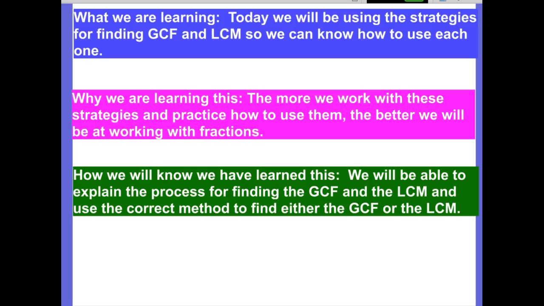And so the strategies of least common multiple and greatest common factor are going to be useful when we're doing this. How we will know we have learned this: we will be able to explain the process for finding the greatest common factor and the least common multiple and use the correct method to find either the GCF or the LCM. So now you should have all of your papers distributed and a pencil in your hand and ready to go.